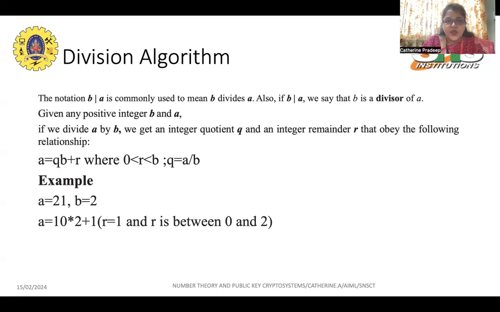For example, A is equal to 21 and B is equal to 2. When you divide 21 by 2, you get a remainder of 1. How many times will 2 divide? 10 times it will divide. So 10 into 2 plus 1, so you get 21. So R is equal to 1 and R is between 0 and 2. You should understand that R should lie between 0 and B. This is all about the division algorithm.